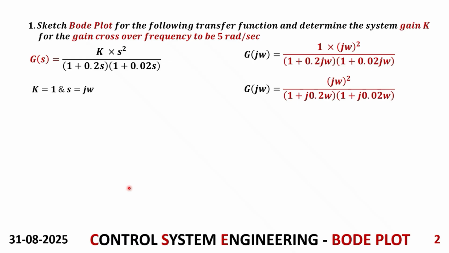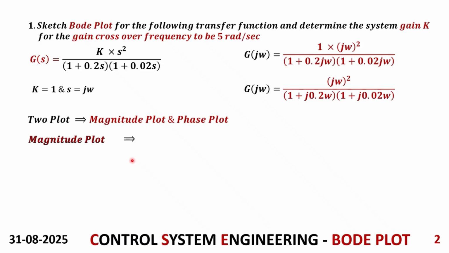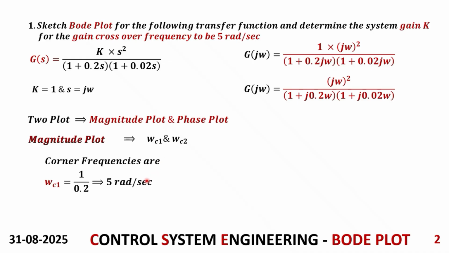So here we have three terms. The first term is (jω)², and two denominator terms are there. So we need to choose the corner frequencies for the magnitude plot. The magnitude plot and the phase plot are the two plots we need to construct. First we'll see the magnitude plot. So ωc1 and ωc2. The corner frequencies are ωc1 is 1 by 0.2, so 5 radian per second, and ωc2 is 1 by 0.02, which is 50 radian per second.